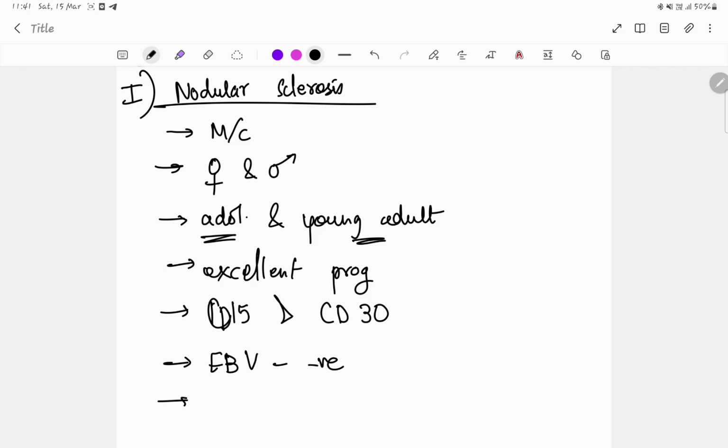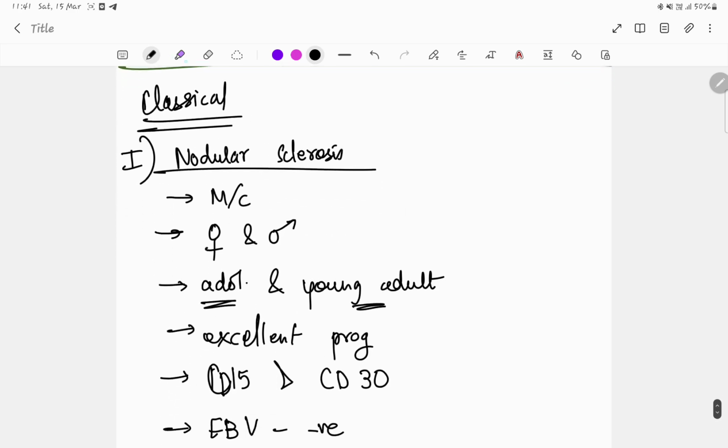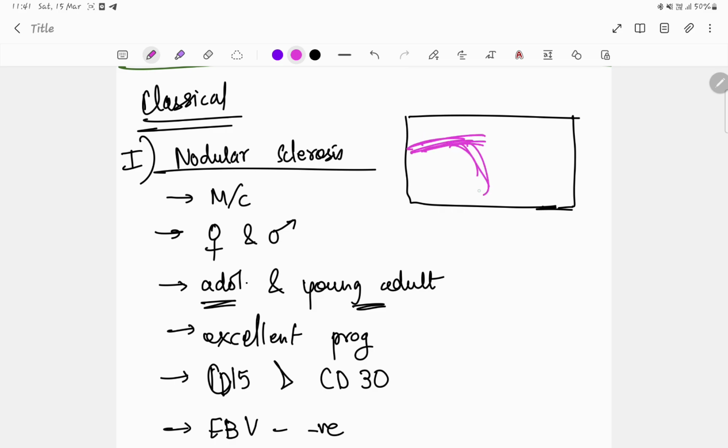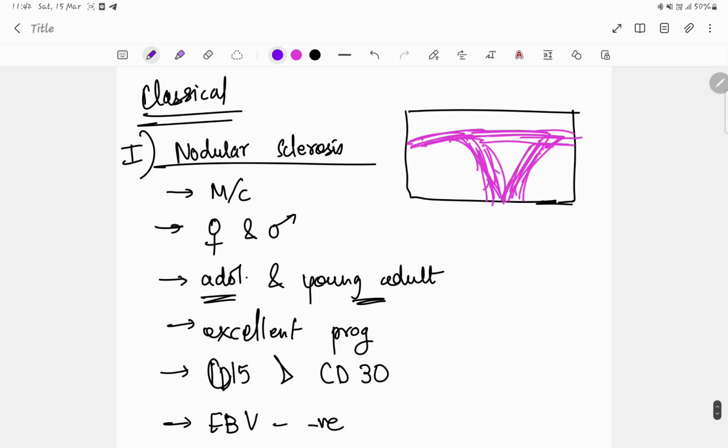Obviously, in nodular sclerosis, lacunar type of RS cells are present. The type of RS cells is also important to mention, that is lacunar type. When we see its histology, there are thick fibrous bands of collagen that we can see all over. So these are the collagen bands.